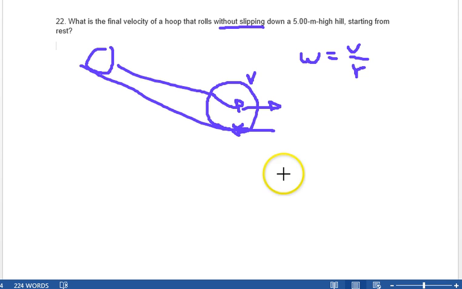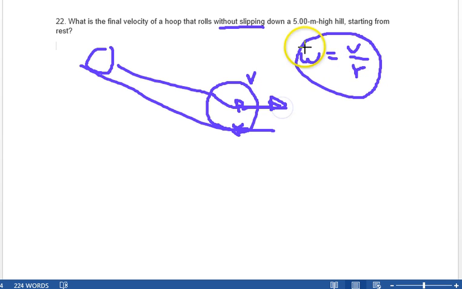If you can imagine, this hill is greased completely so it doesn't even turn because there's nothing to make it turn, and it just slips down. Well, omega is 0, right? But the velocity still is not 0. It's because it doesn't slip that the linear velocity of the hoop and its angular velocity are related.